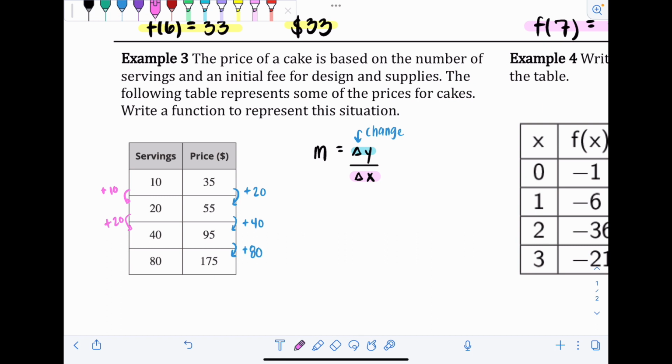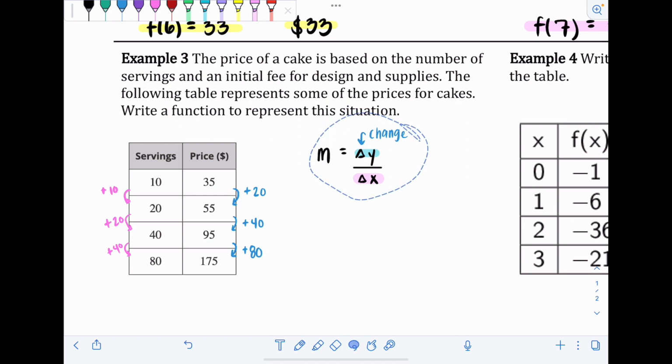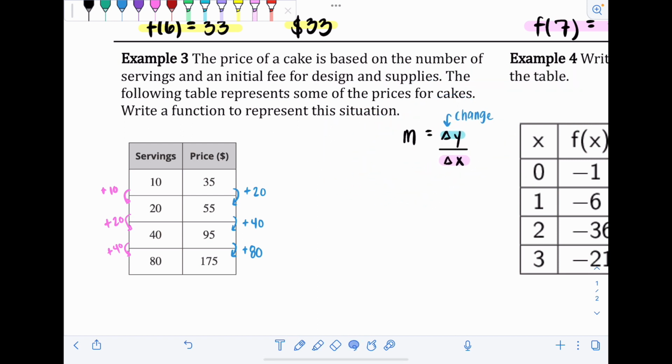And then from here to here, I am going up 40, from 40 to 80. So if we look at our table right now, it doesn't look like it's going up by a consistent amount, but really what's happening on the table is we're skipping numbers in between, because the serving size is not going up consistently. First it goes up by 10, then 20, then 40. So really what we have to do is find a couple different slope formulas and compare them, see if they're all the same each time.